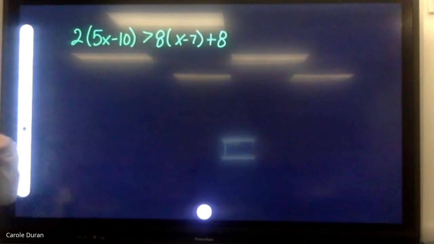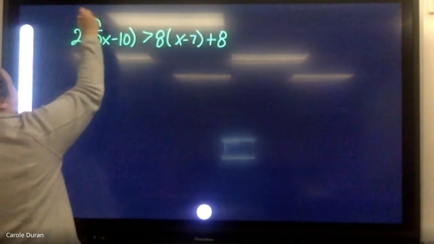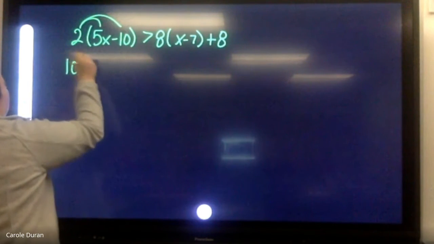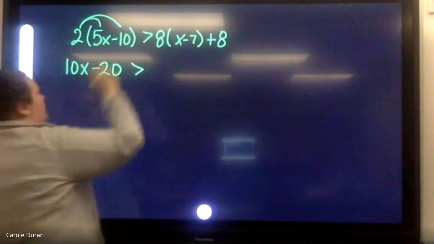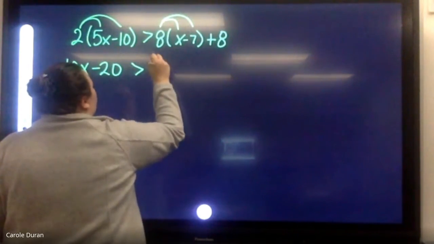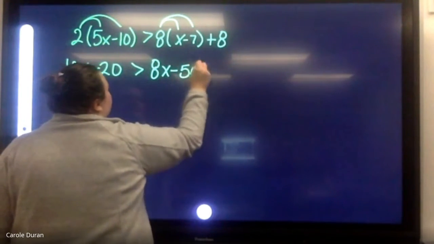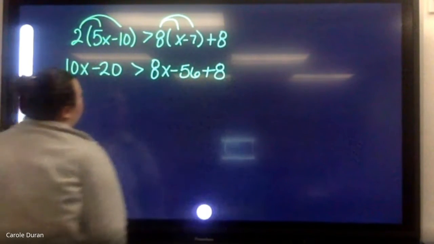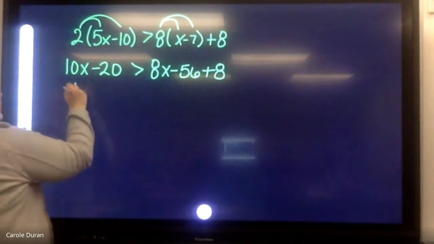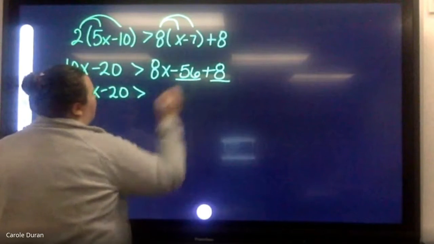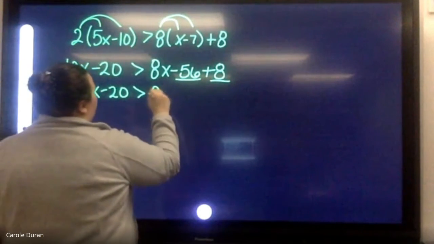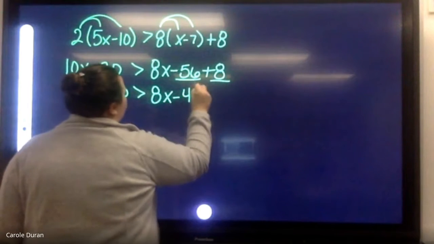That is the number one thing I have to remember about inequalities. So treating this like an equal sign, what am I gonna do to simplify the left-hand side? Distribute the 2. When I do, I get 10x minus 20. On the right-hand side, I distribute the 8 and get 8x minus 56 plus 8. Nothing to combine on the left, so I rewrite it. On the right, I put the negative 56 and the 8 together, and I get 8x minus 48.